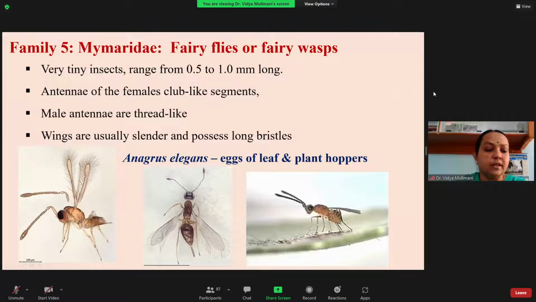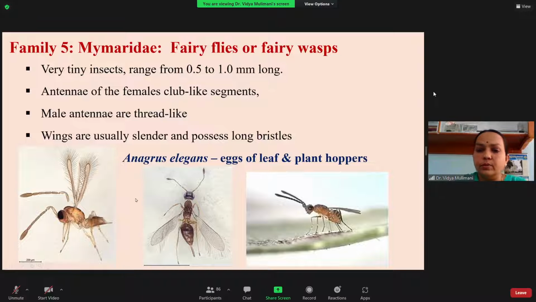What is there on this slide? It is a club, where you can see the flagellar segments at the end have increased in size, and the male antenna is thread-like. So you can see the sexual dimorphism between the male and the female. And as I told you, the wings are long and slender, and they are provided with long hairs or bristles on all three sides.